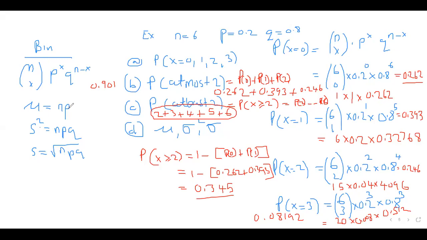All right. So lastly, we've been asked to find the mean, the variance, and the standard deviation. The mean is simply n times p. So our mean here is what? Our n is 6, our p is 0.2. When we multiply this, we get 1.2. Our variance is npq, so 6 times 0.2 times 0.8. Then you square root it. 6 times 0.2 times 0.8 is 0.96, and the square root of 0.96, you get 0.98.